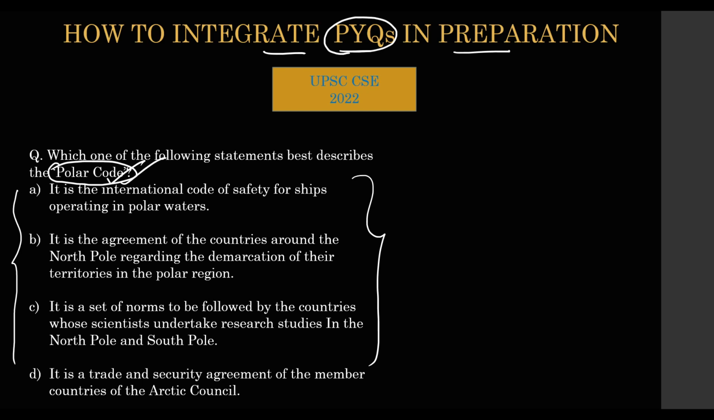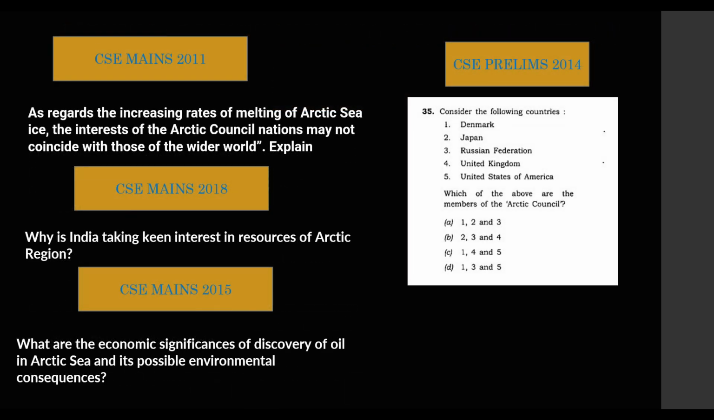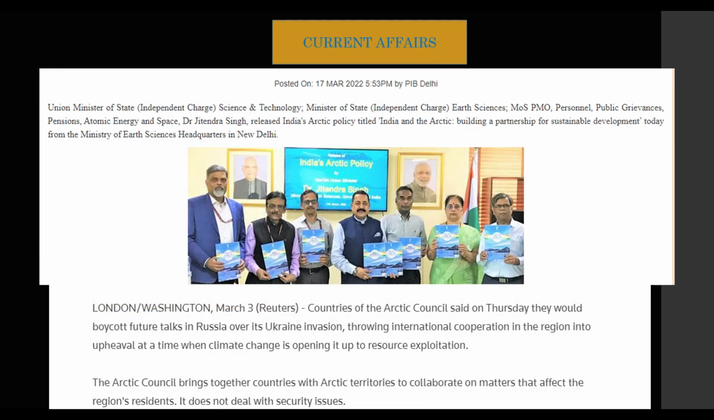Okay, so let me just show you some of the current events which were there in this year's news. You can see this. India, on 17th of March, released its Arctic policy for the first time. You already know that India has been carrying out some research in the polar regions, in both the Arctic and Antarctic regions. So this year, for the first time, India released its Arctic policy.